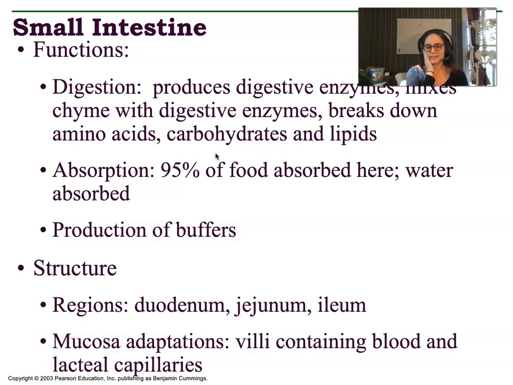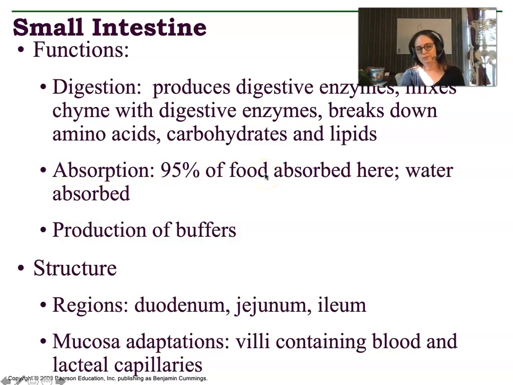So we already had salivary amylase that started in your mouth, that broke down some carbs. We had pepsinogen that started in your stomach, breakdown of certain proteins. But we still are going to release things that help specifically with fats, specifically for carbs, specifically for proteins, and nucleic acids as well. We're not going to focus as much on those.